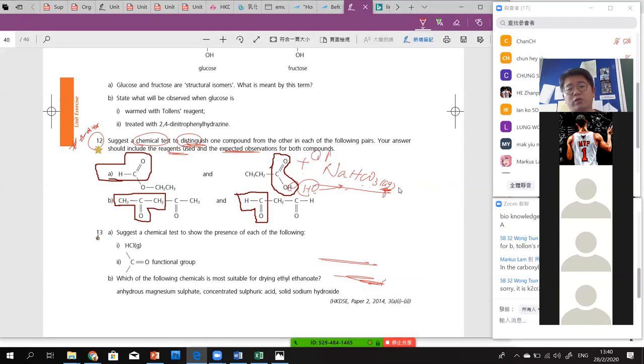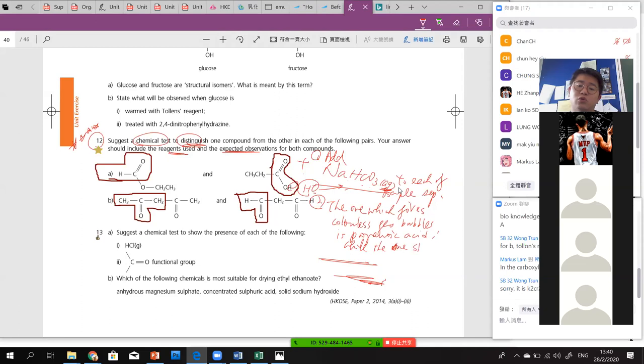So what is the first step? I would like to write it down into the written steps. Add this into each of the samples separately. Okay, so the observation will be, the one which gives colorless gas bubbles is propanoic acid, right? While the other one, the one showing no observable change, is the one before. What is that? How could I call this? It is an ester. It is the ester, not aldehyde.